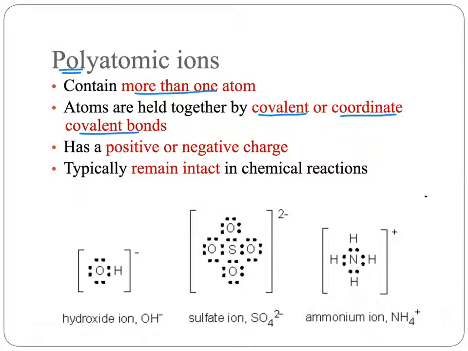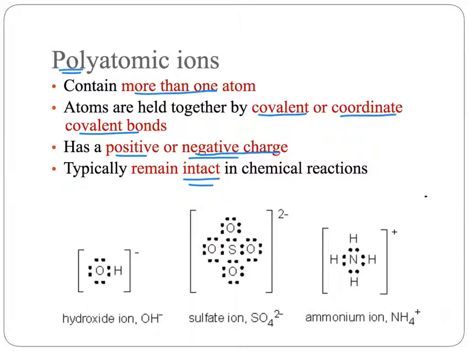The polyatomic ions can have a positive or a negative charge. Most of the ones that we are going to be dealing with have negative charges. There's only one positive charged polyatomic ion that you will need to remember. And these polyatomic ions typically remain intact in chemical reactions. We talked about this a little bit when we were balancing equations, how you don't have to separate out the individual atoms, but you can just take that ion and count it as a whole piece.